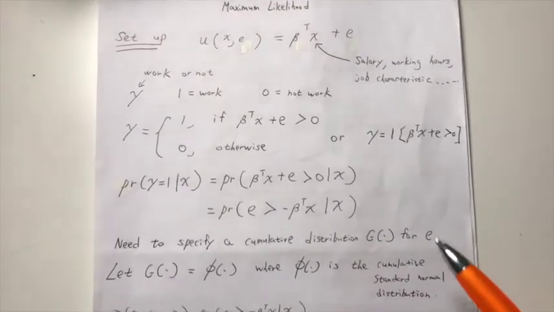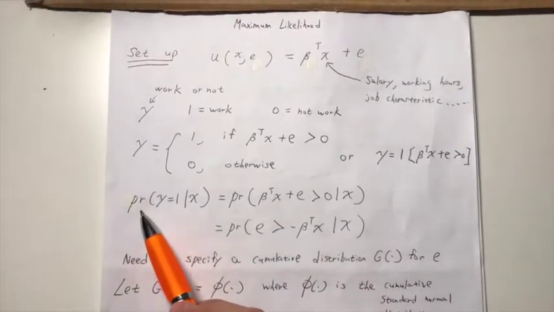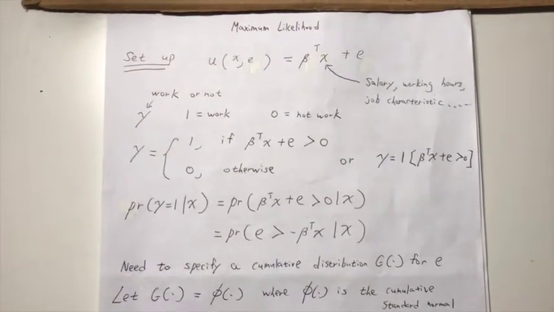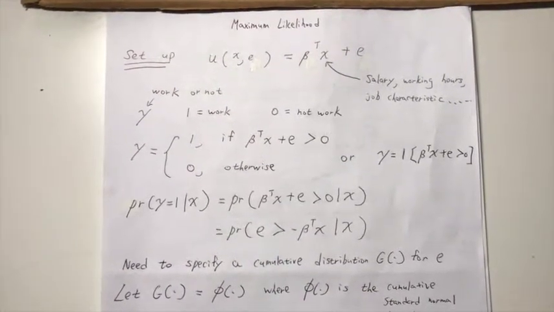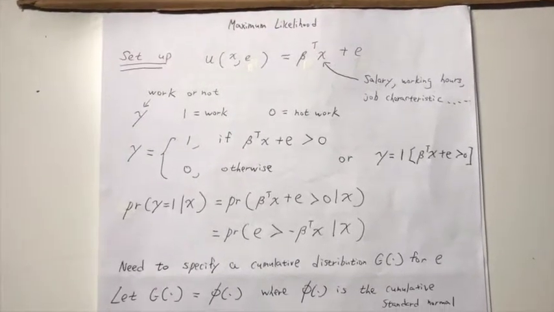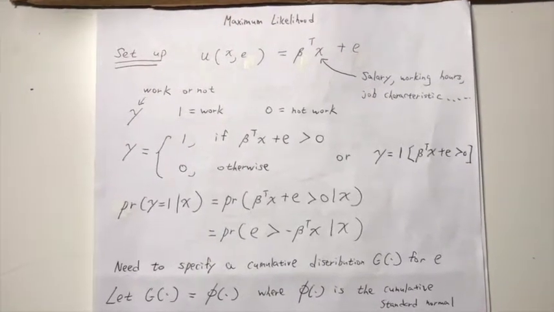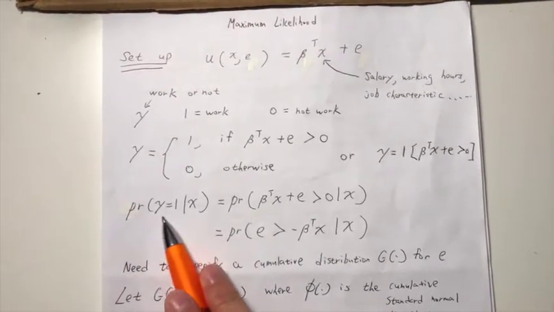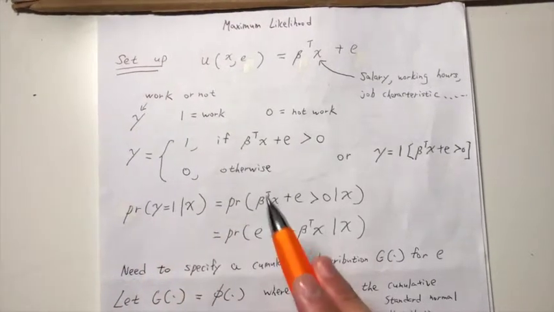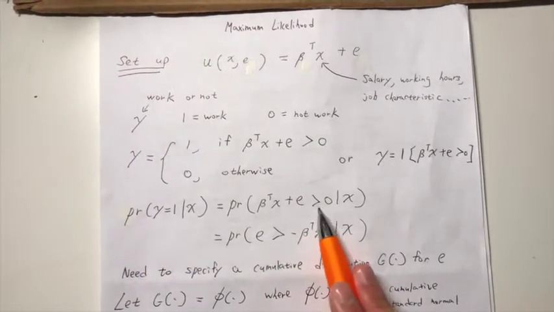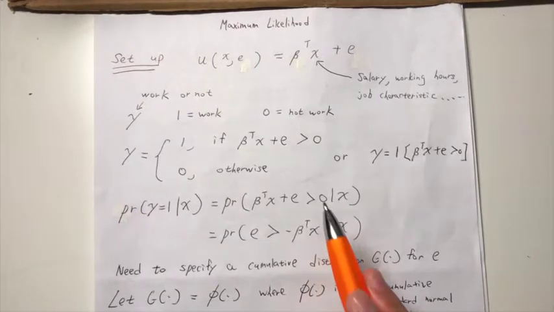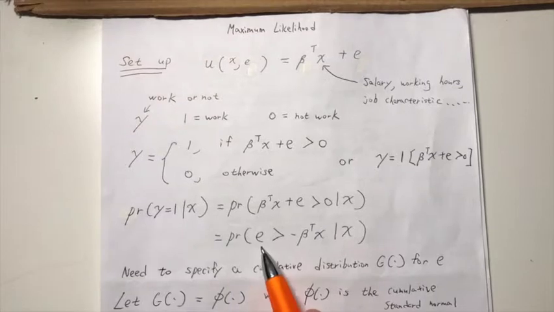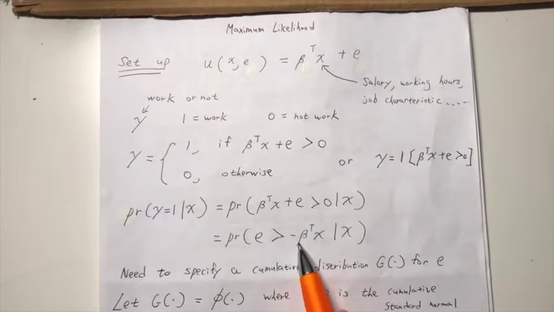And what we're most interested in is the probability of a person working, because we would like to investigate the factors behind the laborer's mind that urge them to work. So the probability is very important to us and we want to know about it. The probability of y equals 1 is actually equal to the utility being greater than 0 in my example. And further manipulating, it's just equal to the probability of the error term greater than negative beta tx given x.